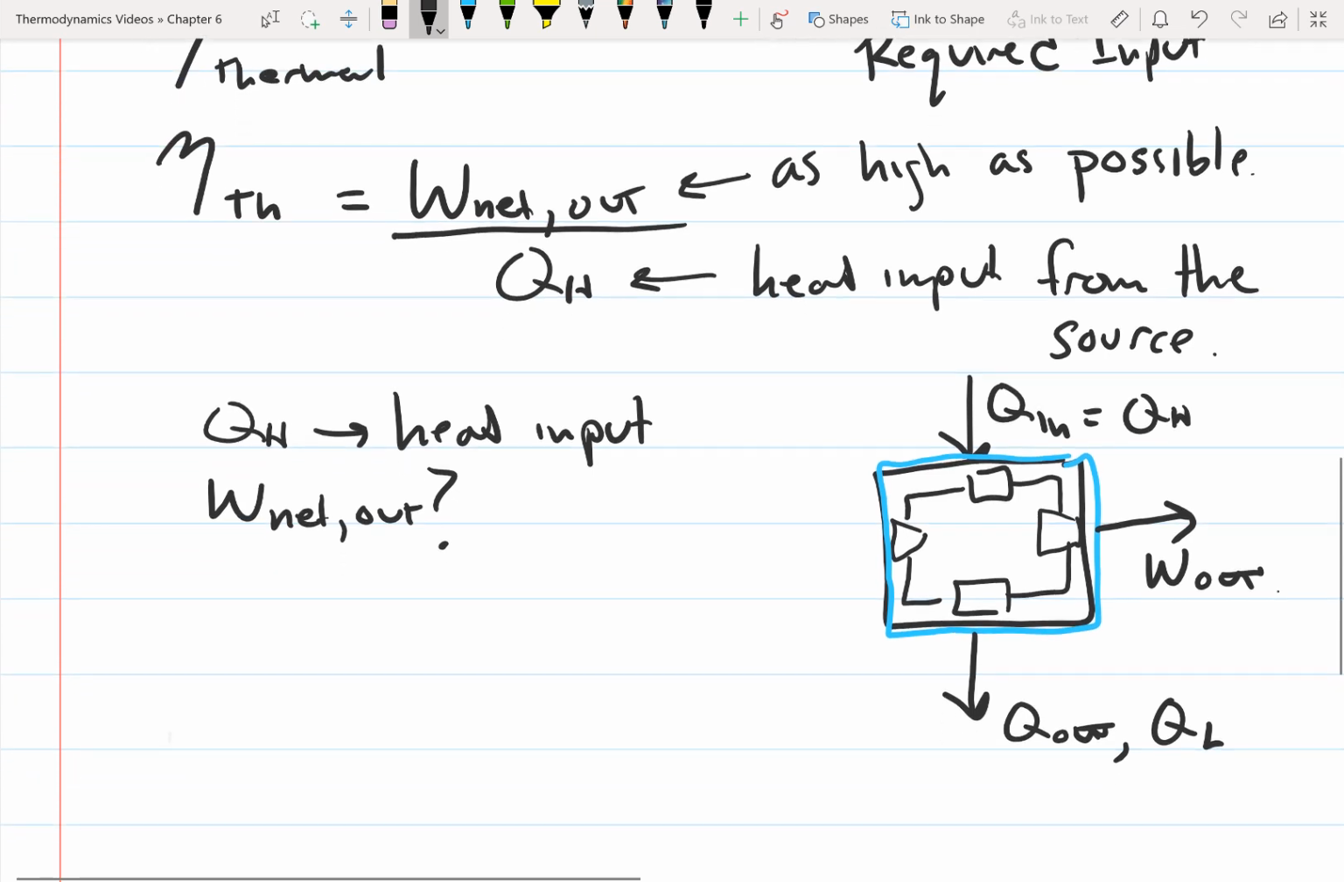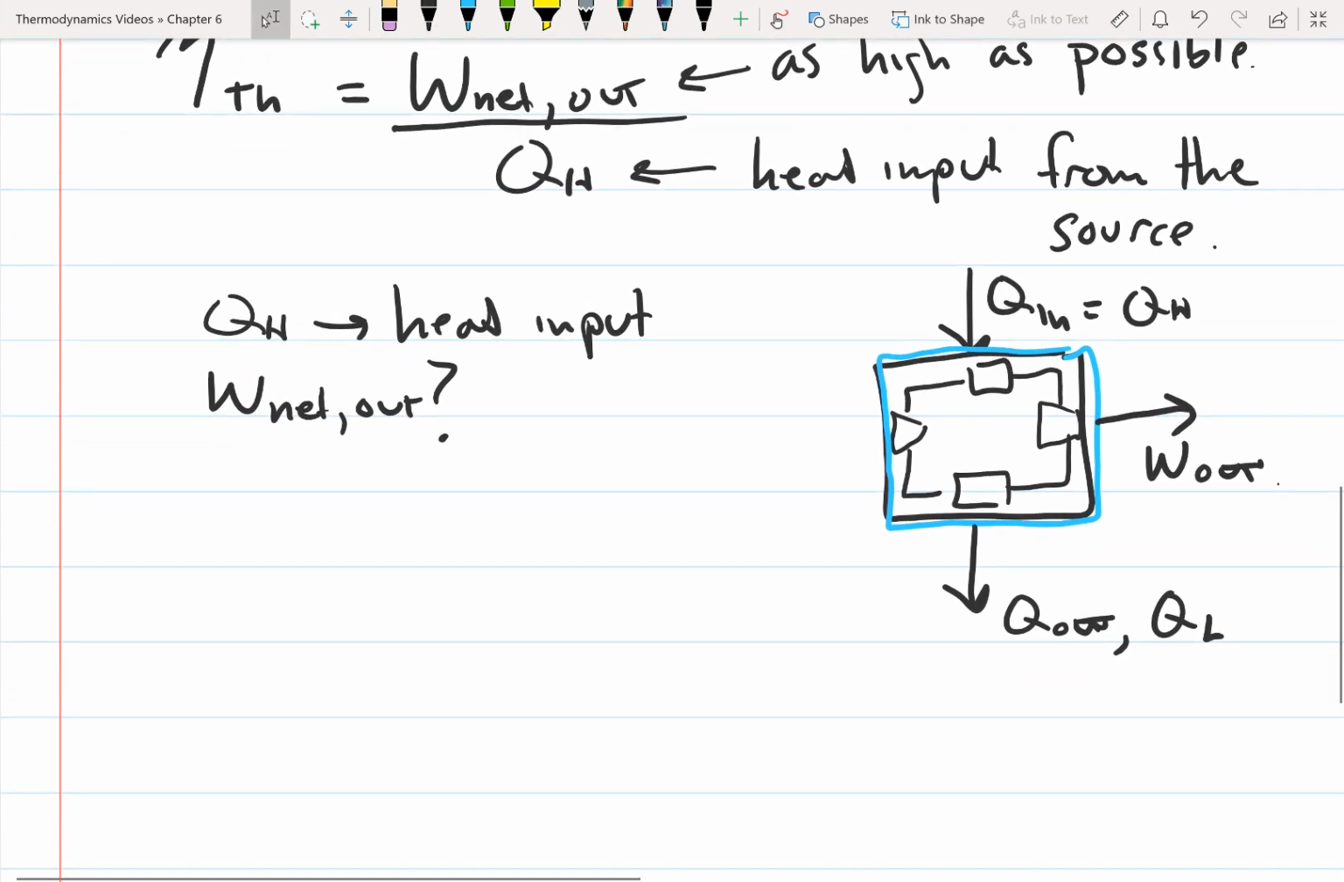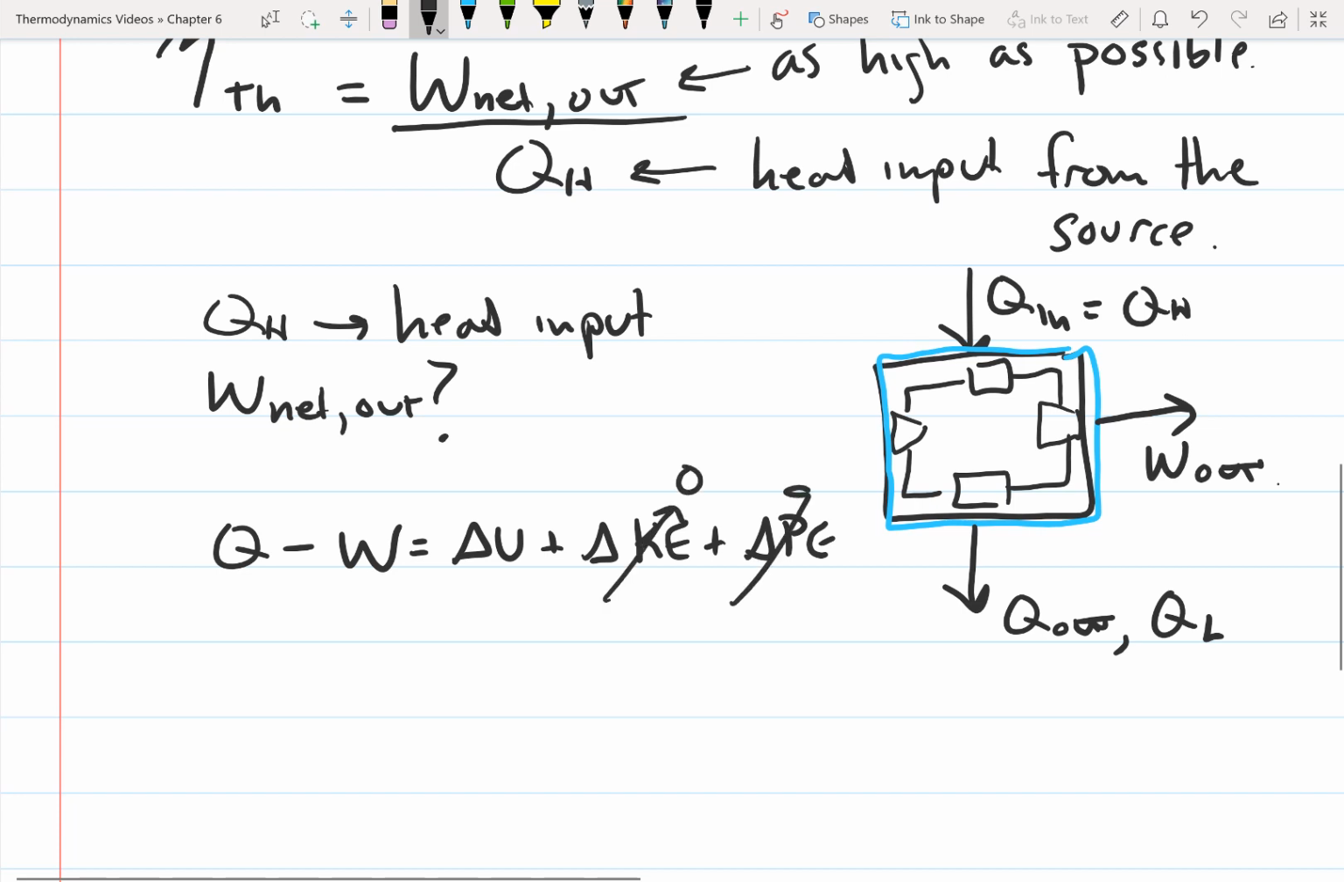So what we can do is apply our energy balance for a closed system. So let's write down our energy balance. We have Q minus W is equal to delta U plus the change in kinetic energy plus the change in potential energy. Well, the change in kinetic energy and potential energy are just going to be zero because our power plant isn't moving. And we're also assuming that there's not a large elevation change between the different components.